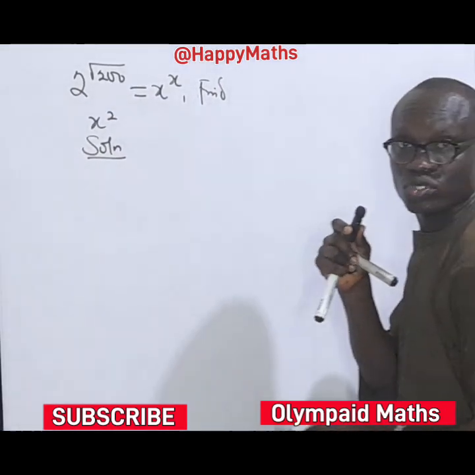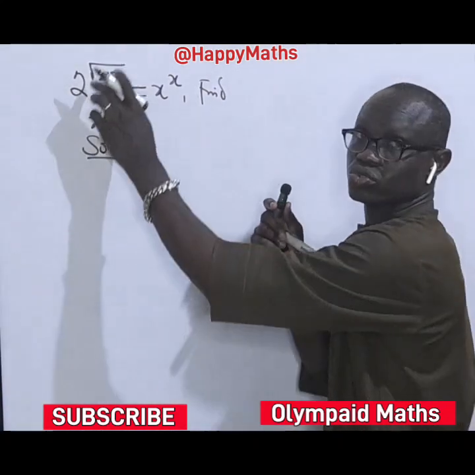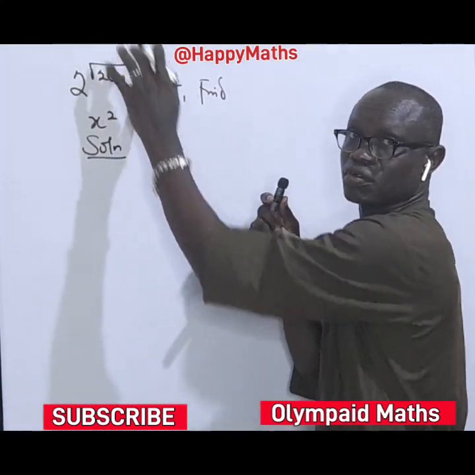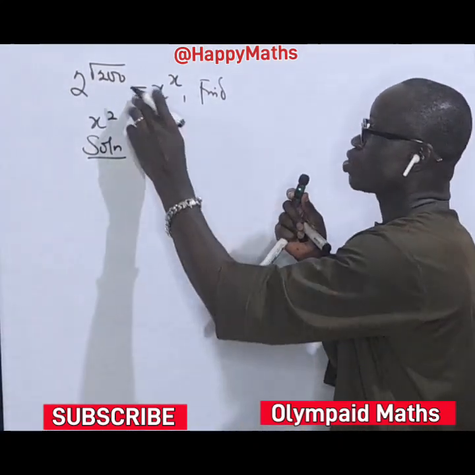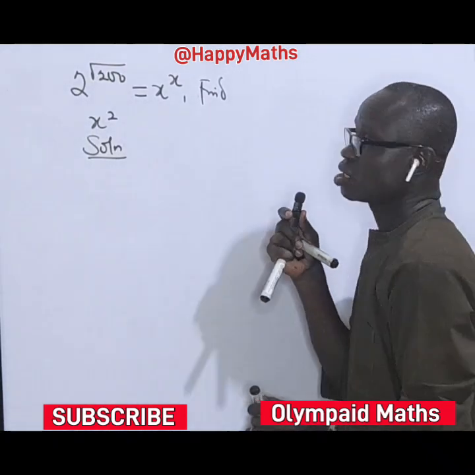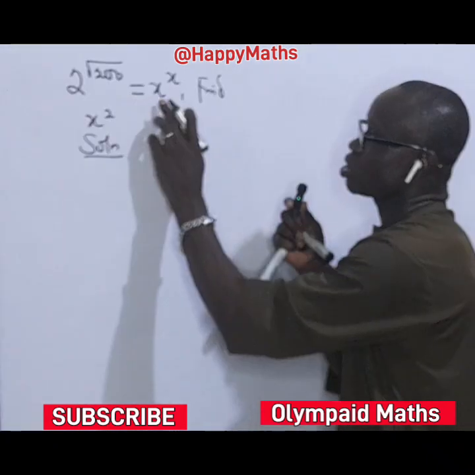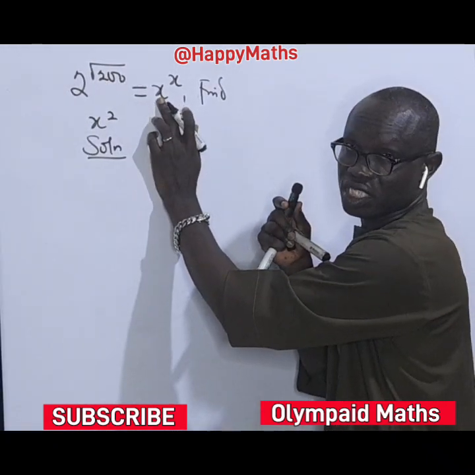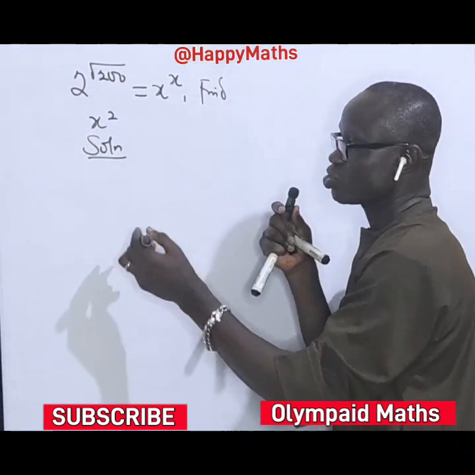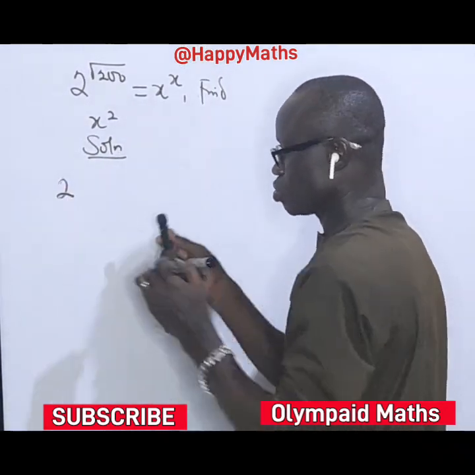We have an interesting question from Olympiad Maths: 2 to the power of root 200 equals s raised to s. Now, by implication, whatever the value of s at the base should be the same as the power. So let's go. We have 2.